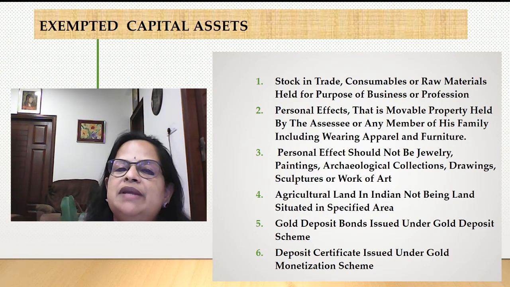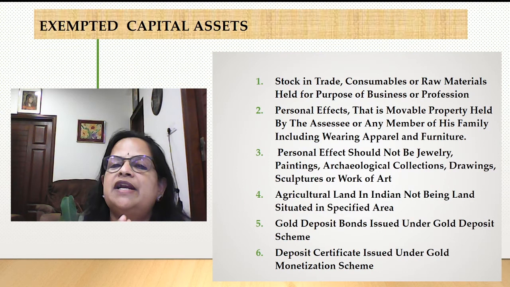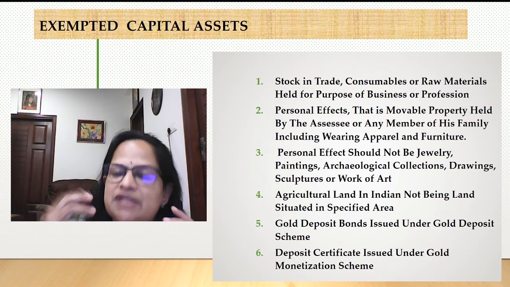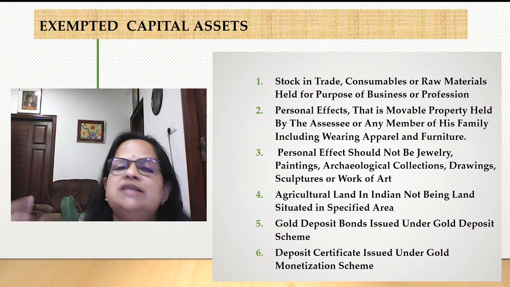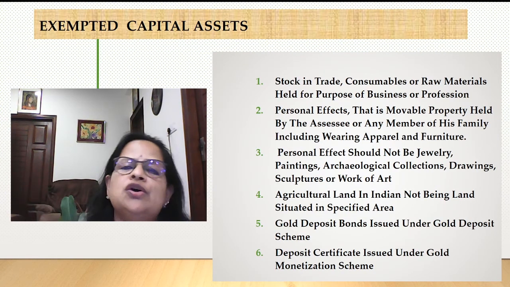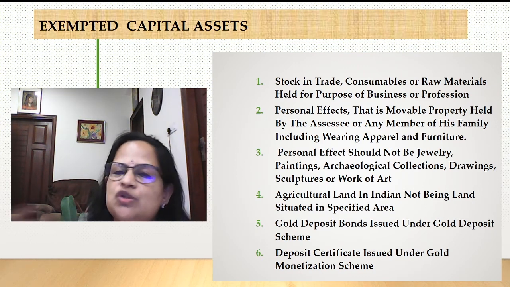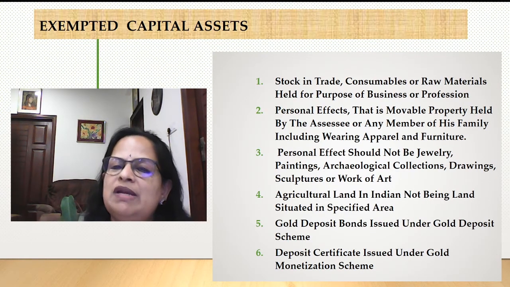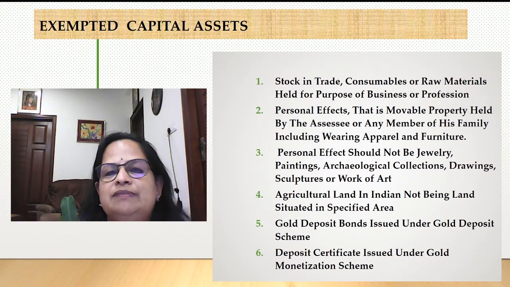So you have to remember that stock in trade and consumable raw materials held for the purpose of business or profession. Here you have to remember that a business person, when he is doing business, continuously he has to stock that stock. See, stock or raw materials. Raw materials, if it's a manufacturer, raw material will be coming, he will be converting it into finished goods. Similarly, when the stock gets exhausted, he will be replacing the stock. So that cannot be called as capital asset.